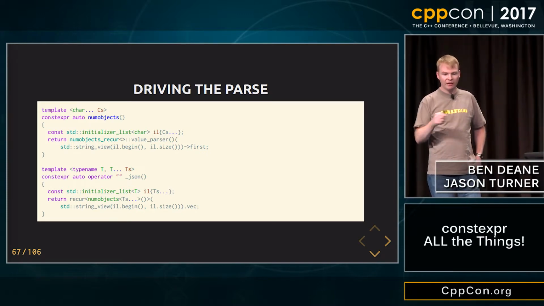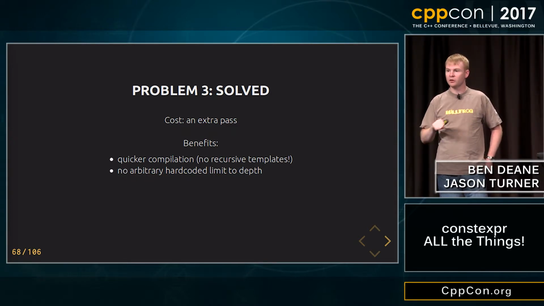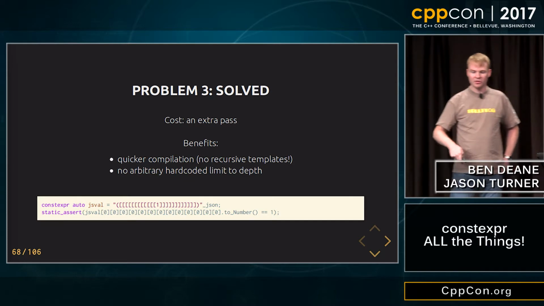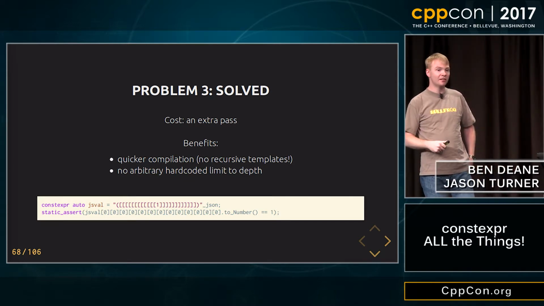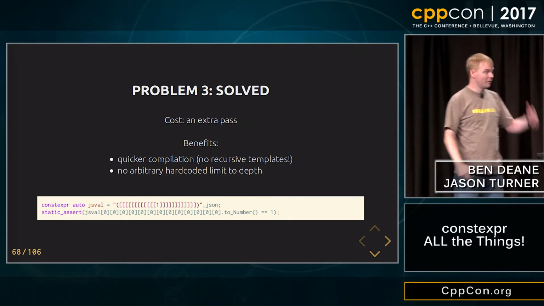Okay. Having done that, we have now solved problem 3 at the cost of an extra pass to figure out how many values we want. We get much quicker compilation. There are no recursive templates anymore. All those recursive function templates are gone, replaced by just plain functions. And that means there's no arbitrary hard-coded limit to the depth of our JSON object, so we can have tests that say things like this, where I just mash on the bracket, and that works.